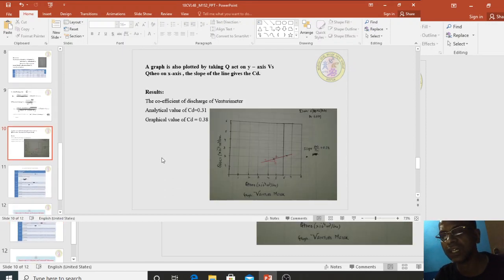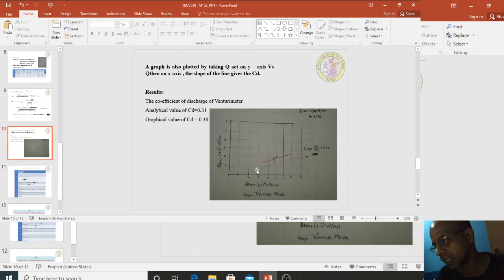Next, this CD, whatever we have calculated, is the analytical value. This can also be calculated by the graphical method. How to calculate by the graphical method? Take an ordinary graph sheet and mark the x-axis as discharge theoretical in 10^-4 meter cube per second, and the y-axis as discharge actual in 10^-4 meter cube per second. Consider 1 centimeter equal to 1 × 10^-4 meter cube per second on the x-axis. On the y-axis, 1 centimeter or 1 unit is equal to 1 × 10^-4 meter cube per second.